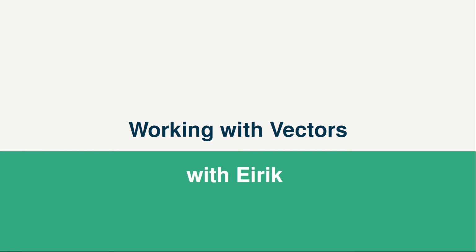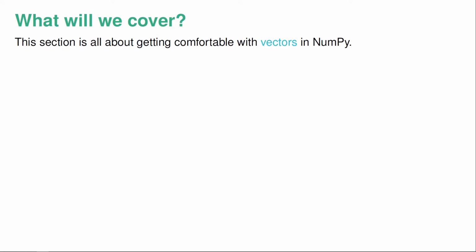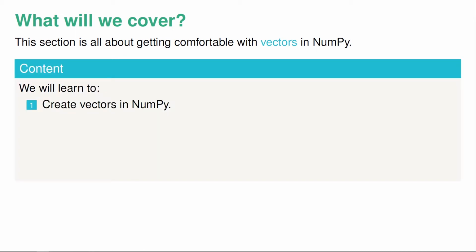Hi, so in this section, we're really getting started with NumPy. We're going to work with vectors. So the key thing in this section is really just getting comfortable with vectors in NumPy. So what does this mean? This means that we should be able to, first of all, create vectors in NumPy. Secondly, do basic vector operations between different vectors.